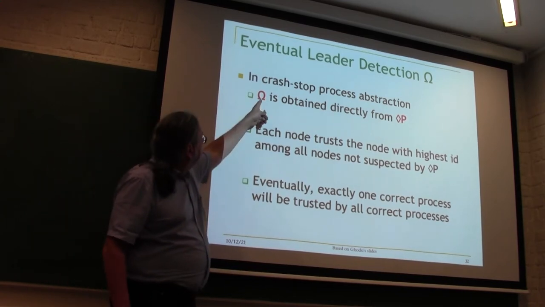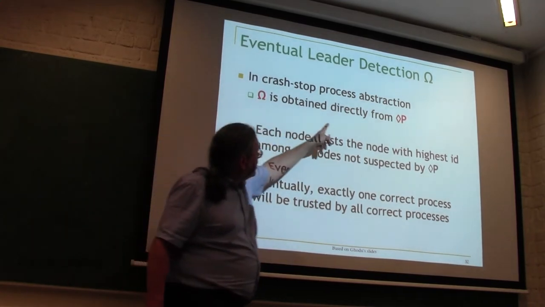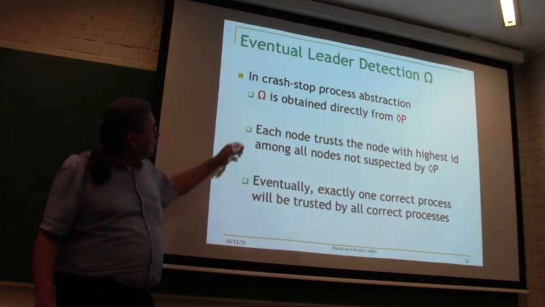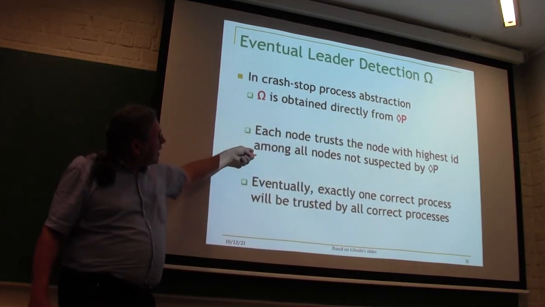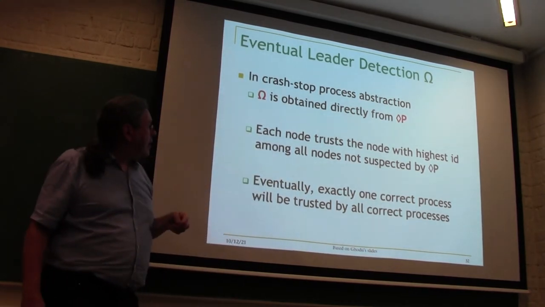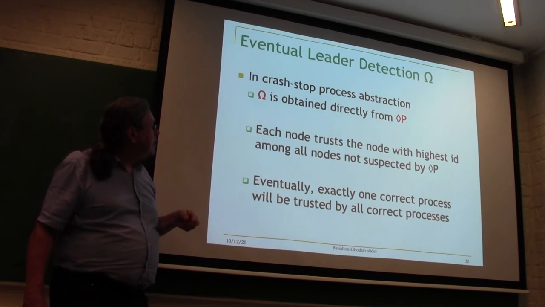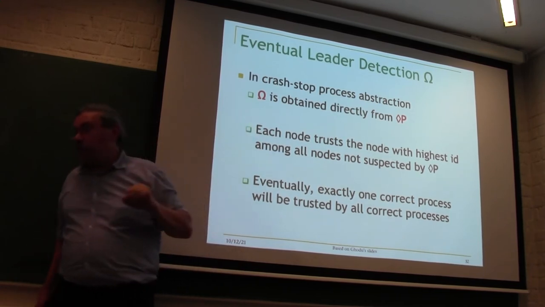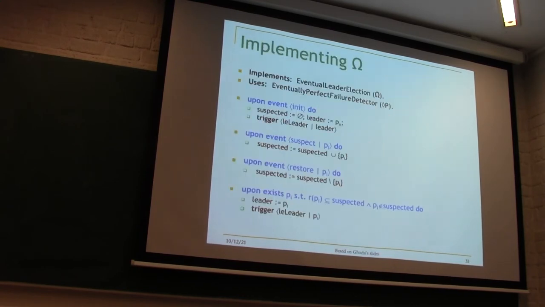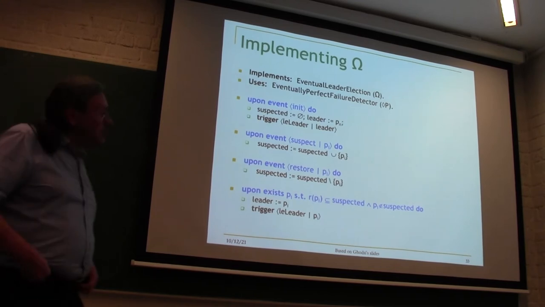Okay, we can write the code directly from eventually P. We will trust the node with the highest ID, the highest rank, among all nodes not suspected by eventually P. So this can be a mistake. This can actually give a mistake at the beginning. So here's the code. It's almost the same as before.